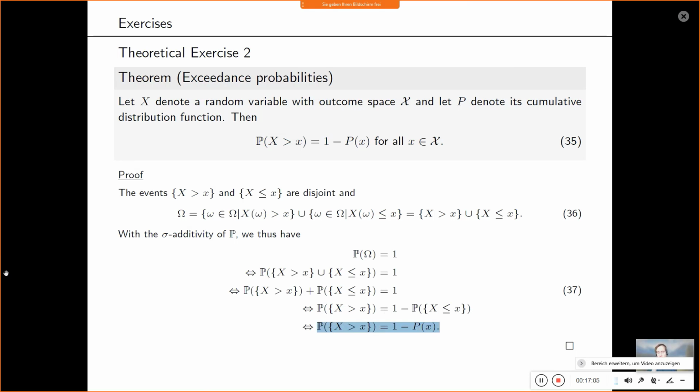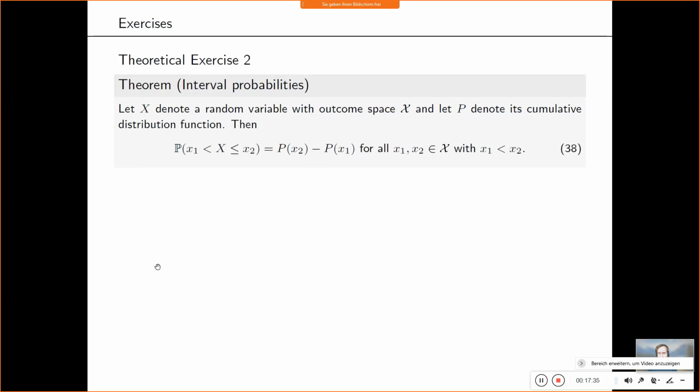So this helps a little bit to get into the mood, or into the pattern, of thinking about these probabilistic facts based on the underlying probability space. Are there questions regarding this exceedance probability part? Doesn't seem to be the case.